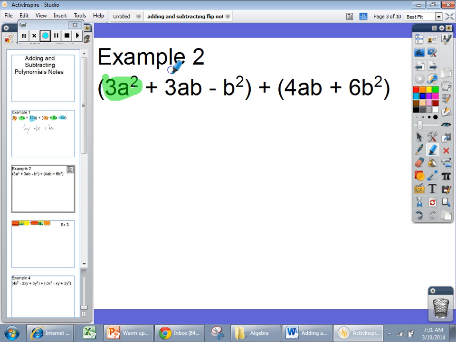All right, how about ab's? Do we see any more ab's? Yes? We had a 4ab. And then last but not least, we have a b squared. And do you see any more b squareds? Yeah? What do you see? Beautiful. That's a nice color. Alright, same thing as before. Now this time, since we don't have another a squared, we're just going to go ahead and write down our 3a squared. It doesn't have a friend to combine with.